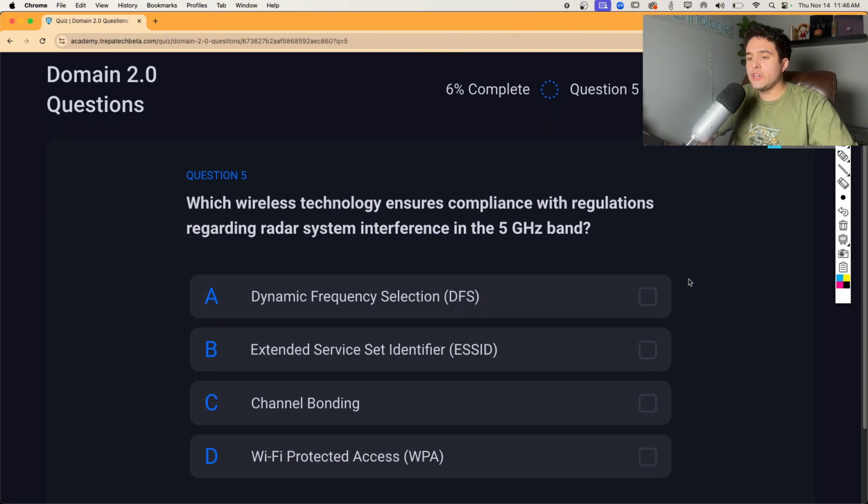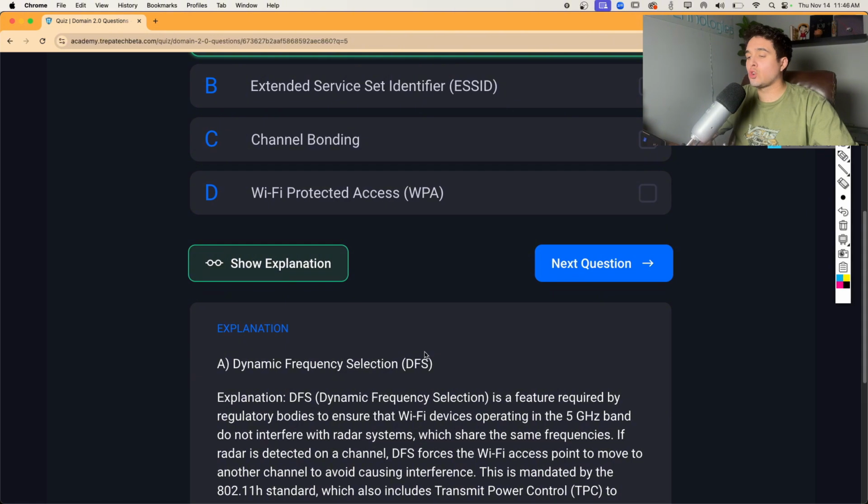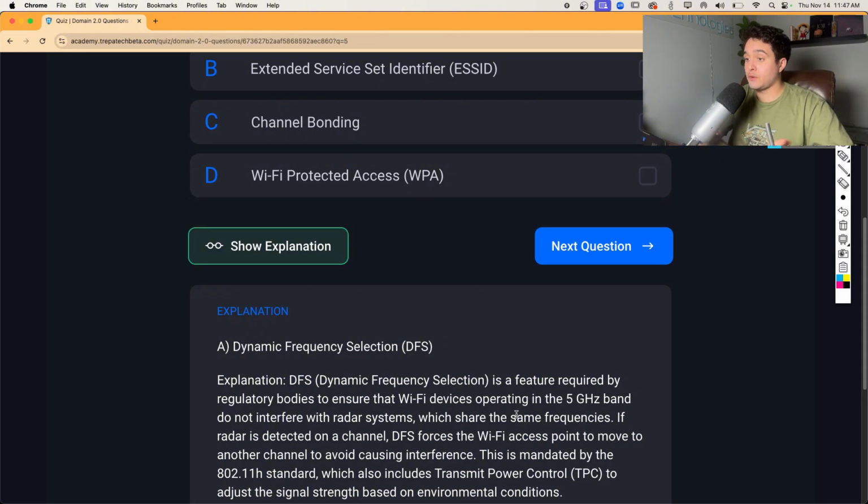Question 5. Which wireless technology ensures compliance with regulations regarding radar system interference in the 5 gigahertz band? So that's going to be Dynamic Frequency Selection. This is just a regulatory requirement. When we create a Wi-Fi enabled access point that wants to operate in the 5 gigahertz range, part of that standard is that we have DFS on there to ensure that Wi-Fi devices operating in that range don't interfere with radar systems, because they're going to be operating on the same band.